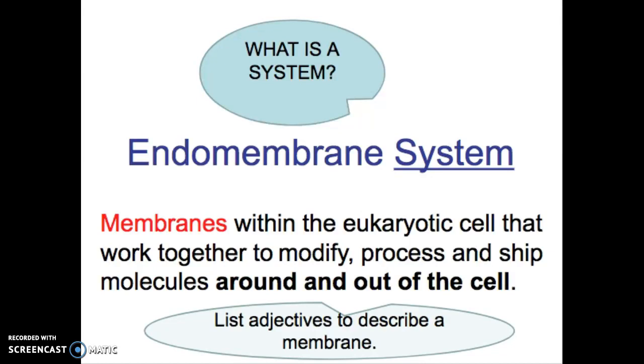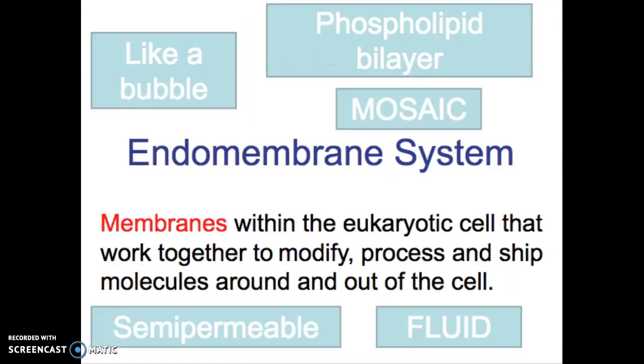So take a minute, think of some adjectives that you could use to describe a membrane. Some things you might come up with are like a bubble or phospholipid bilayer. Remember that the membranes of the cell membrane, the nuclear membrane, and also all the membranes of the endomembrane system are made out of a phospholipid bilayer. If you don't remember what that is, you can think back to when we talked about origin of cells, and we talked about the lipids actually organizing themselves in this bilayer. You can always look it up as well to get an idea.